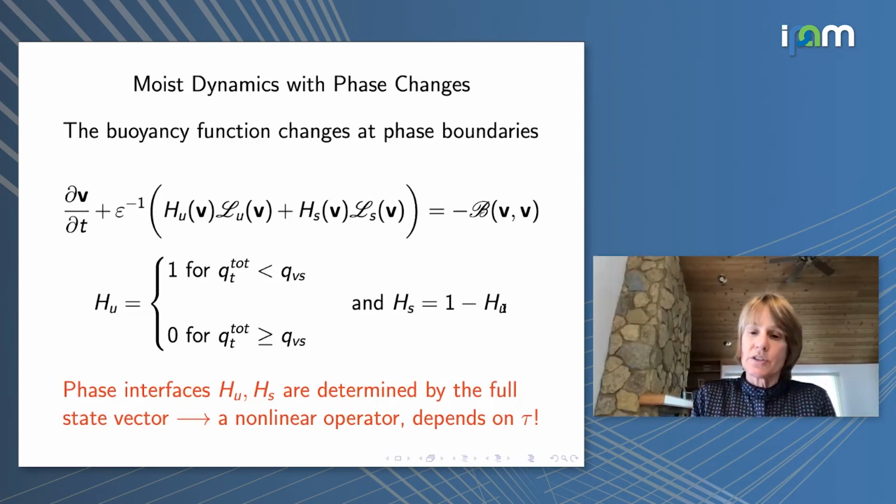And then HS is just 1 minus HU. And so this is just a different way of writing the buoyancy that makes the phase boundaries explicit. And these phase boundaries, as the flow evolves, are determined by the full evolution, so the full state vector, which means we actually have now a nonlinear operator for our buoyancy operator that depends on the fast time scale tau. So it's a harder problem from several points of view.